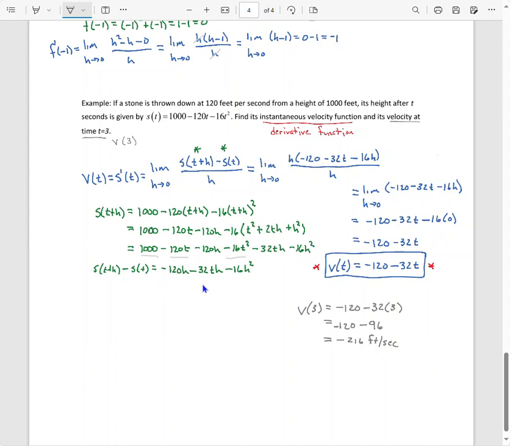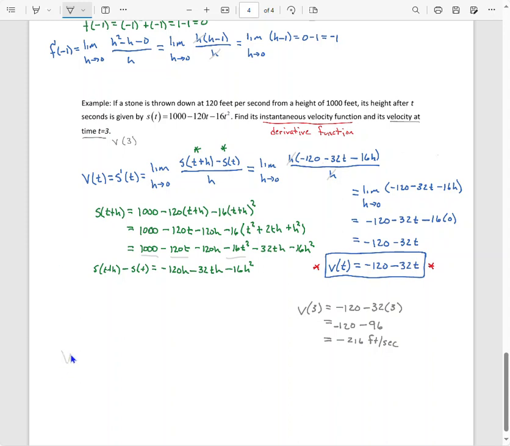When we factor out our h's, right? Factor out the h for the numerator, cancels the h in the denominator. As h goes to 0, I substitute h value of 0. I'll end up with my velocity function. The velocity is negative 120 minus 32t. So that's the first part of our question. Find its velocity at time t equals 3.